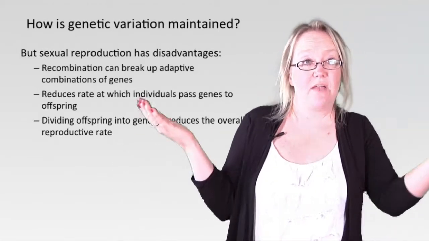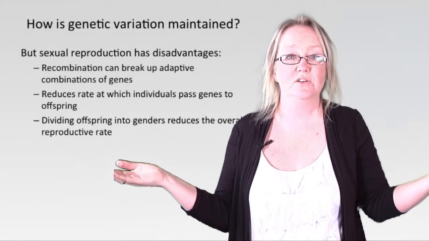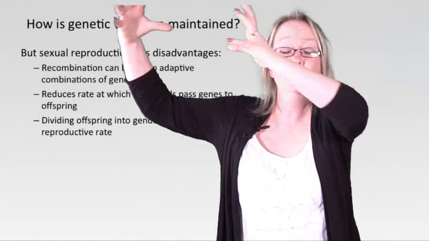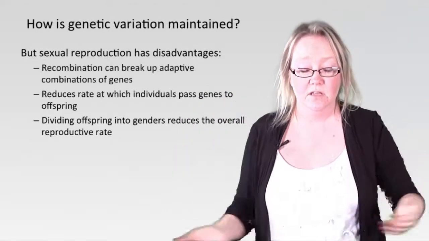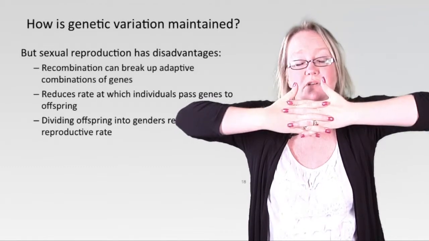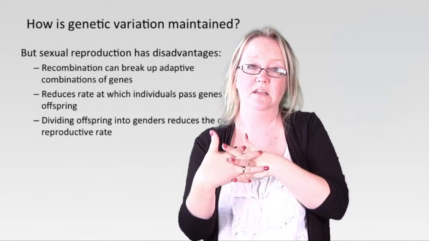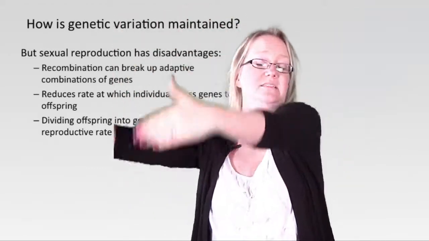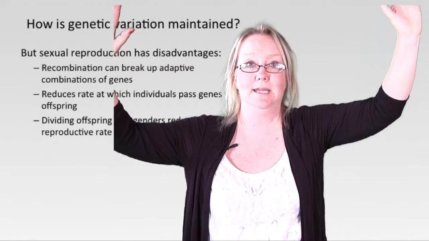Dividing into genders, okay, we now have male and we have female. So your overall reproductive rate is going to decrease because you as a female or you as a male are now only half the population. We need a male and a female to come together. Whereas with asexual reproduction, generally all females, there's no two genders needed. You can pass down your entire genome, and you don't need males, ladies.